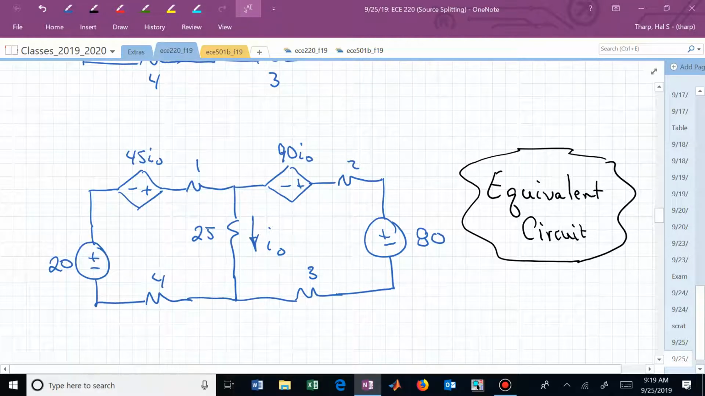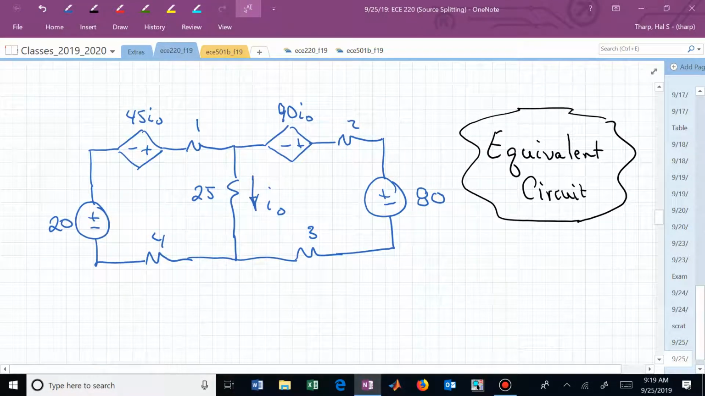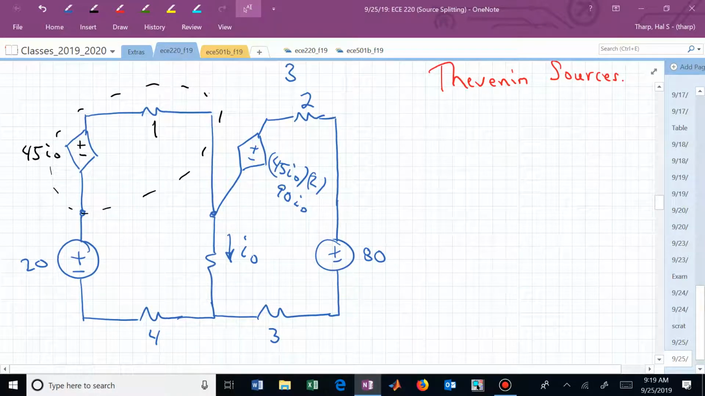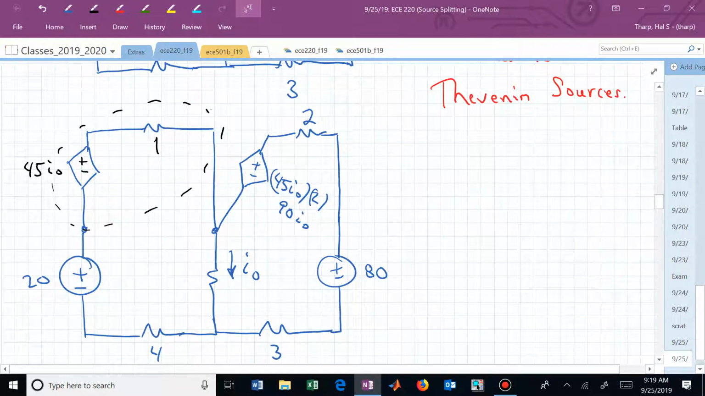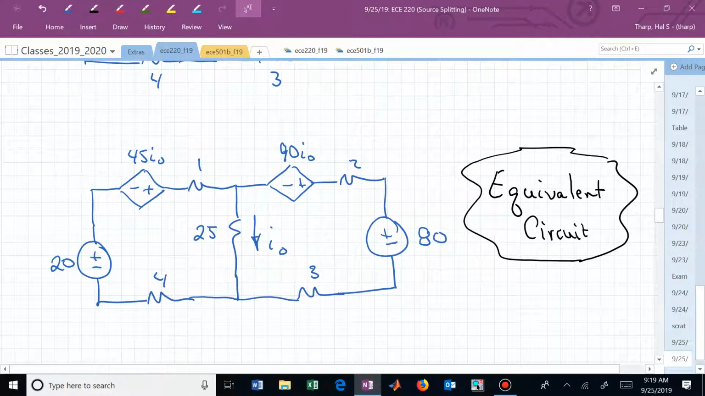But you could now analyze this relative to what you're given versus the original circuit, which involves that dependent variable I sub 0. So we've now illustrated source splitting with current sources.